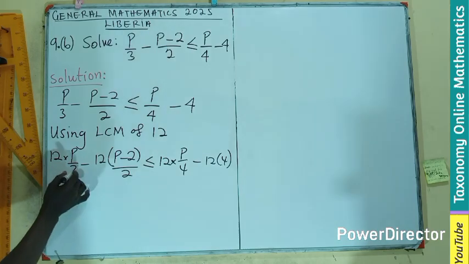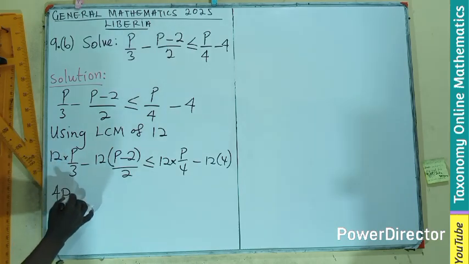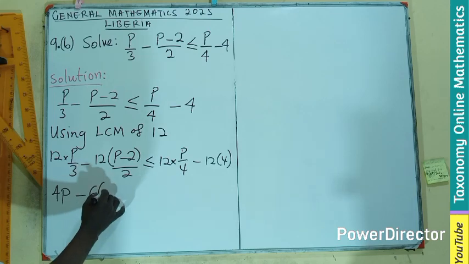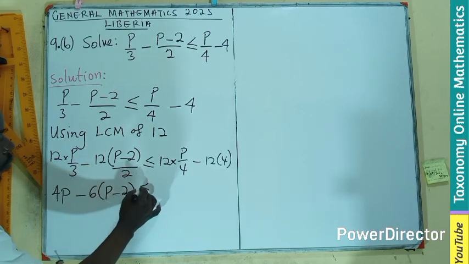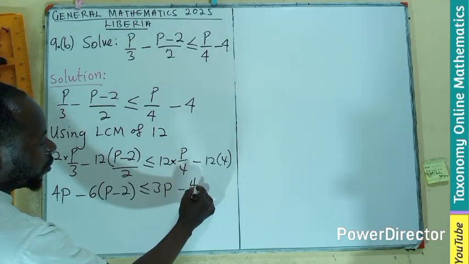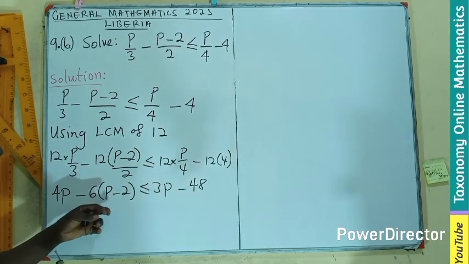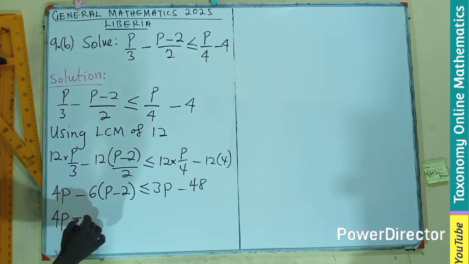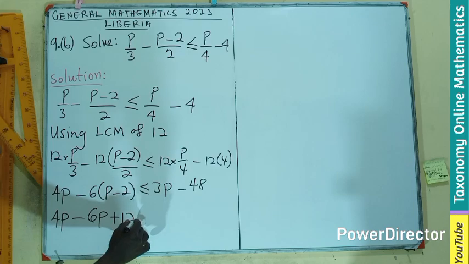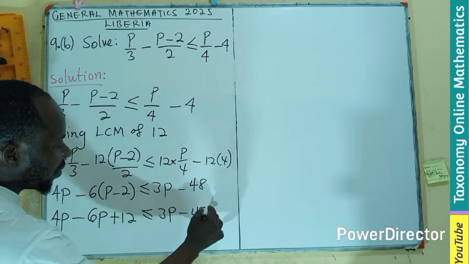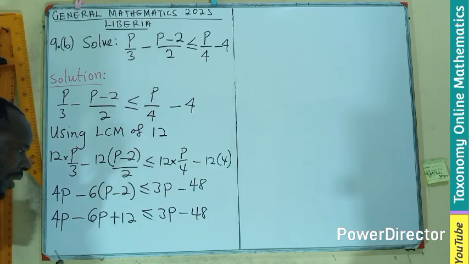I think this will cancel to give you 4p minus, this will go here, 6, right? p minus 2, this will go here, 3p minus 48, I guess. This must be expanded, so 4p minus 6p, negative, positive 12, less than or equal to 3p minus 48.